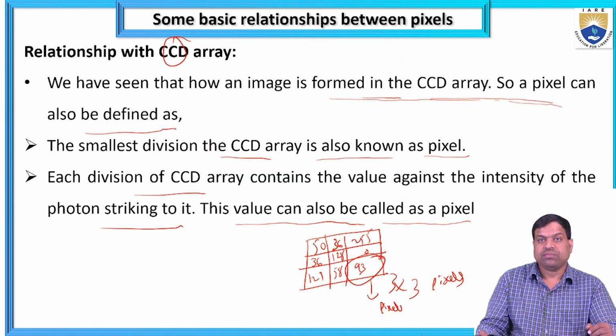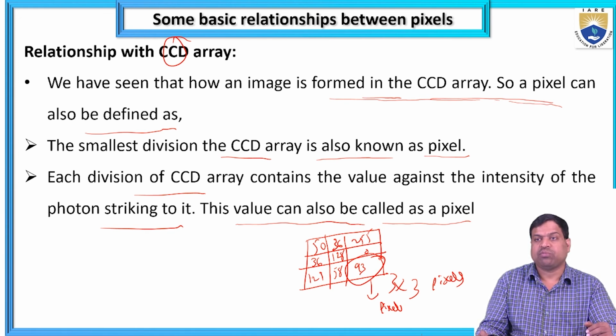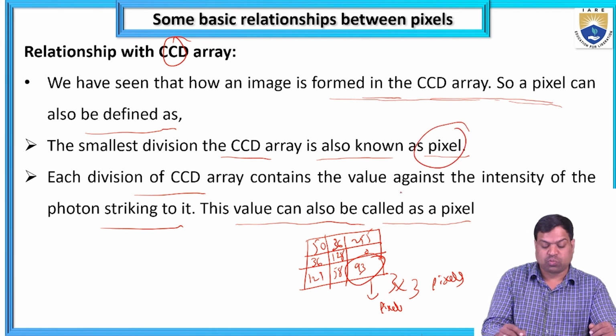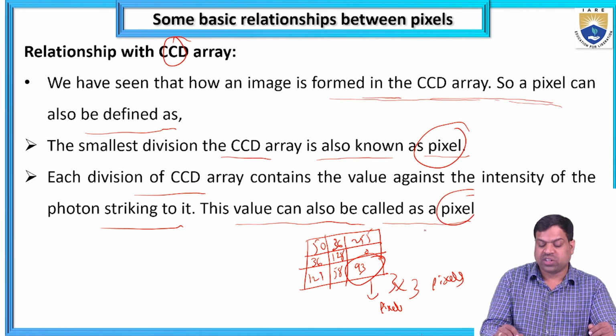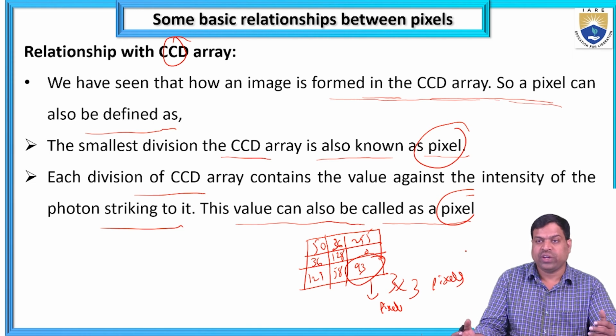And what is the relationship between the pixels? We have to see that the image is formed from the CCD array. A pixel can be defined in two ways. The smallest division of the CCD array is known as a pixel. Each division of the CCD array contains a value for the intensity of the photon striking it, and that value can also be called a pixel. So there are two variations in defining a pixel.